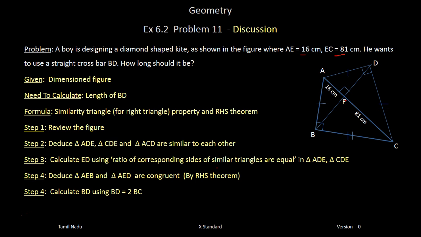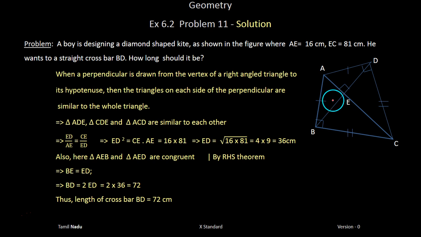So let's get into the solution, then it will become clear. Here what it means is that when a perpendicular is drawn from the vertex of the right angle of a right triangle to its hypotenuse, then the triangles on each side of the perpendicular are similar to the whole triangle, and they are also similar to each other. If they are similar to the whole triangle, then they are also similar to each other. Am I right? So this is a right angle, right?